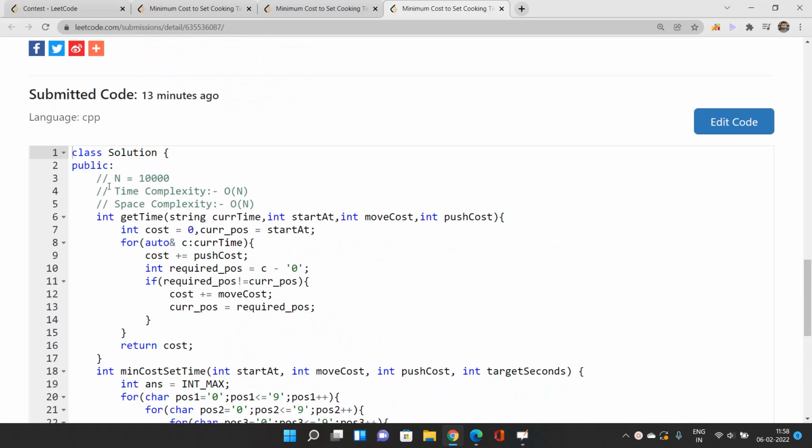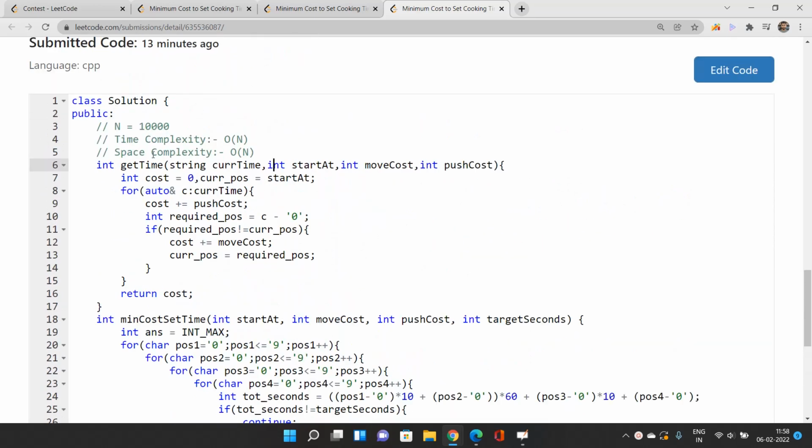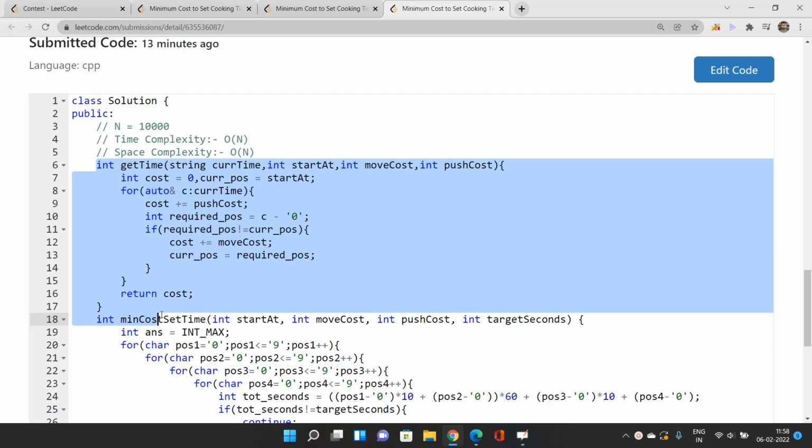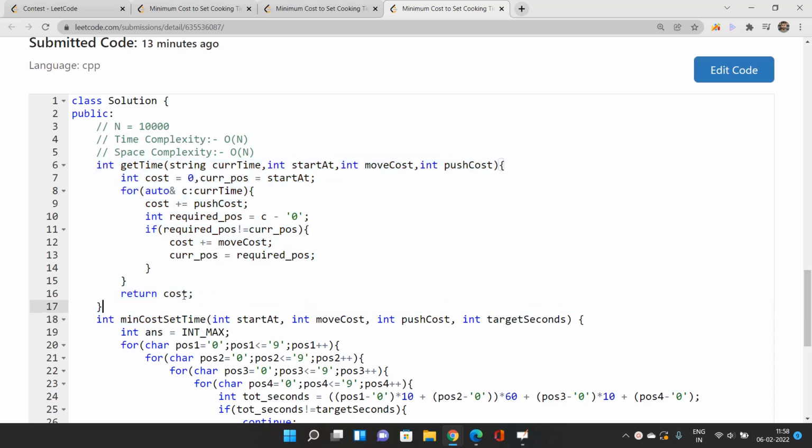Yeah, so n, capital N, is actually the value 10 raised to the power 4. Time complexity would be this one, space complexity would be the same. Yeah, so this get time is actually when we have a valid string s, we need to complete the operation, right? So get time will return the total time to do this operation.